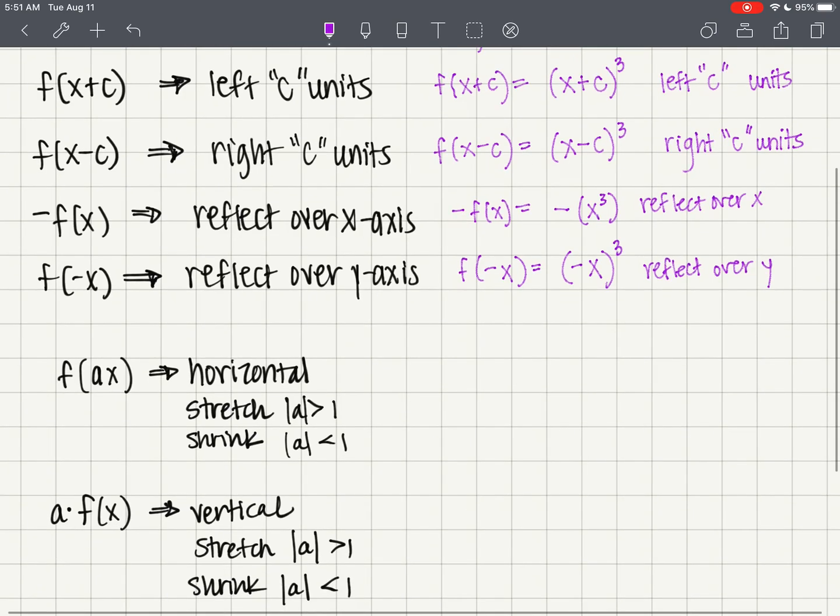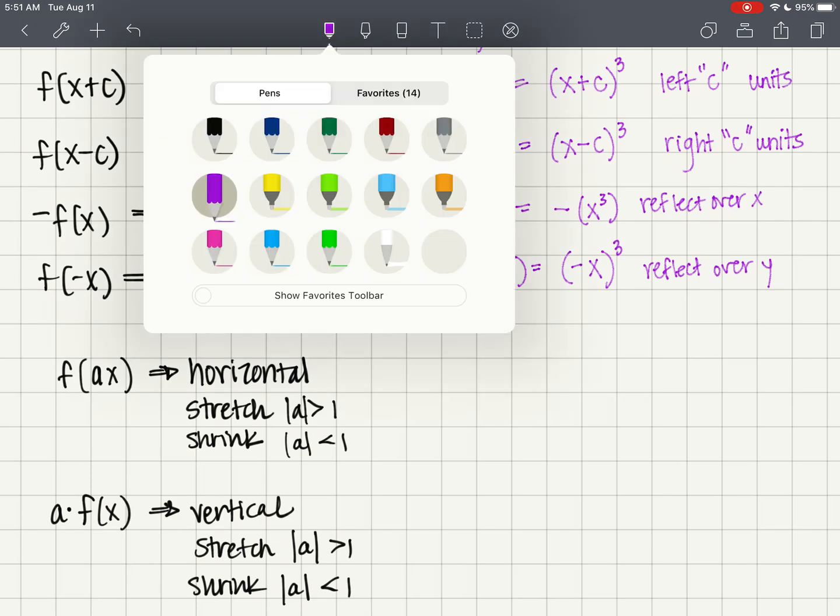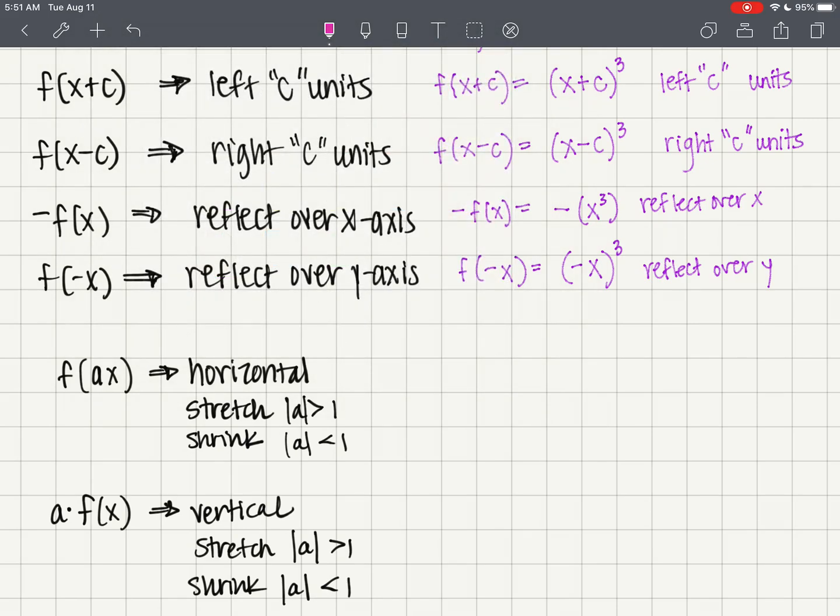Now we can also have stretches. So we can have horizontal stretches and shrinks. If I multiply my function by a value on the inside of the function, so for instance, instead of just x cubed, let's do something that you could see a little bit better. Let's change to f of x equals the square root of x. This way you could see the difference between inside and outside a little bit easier.